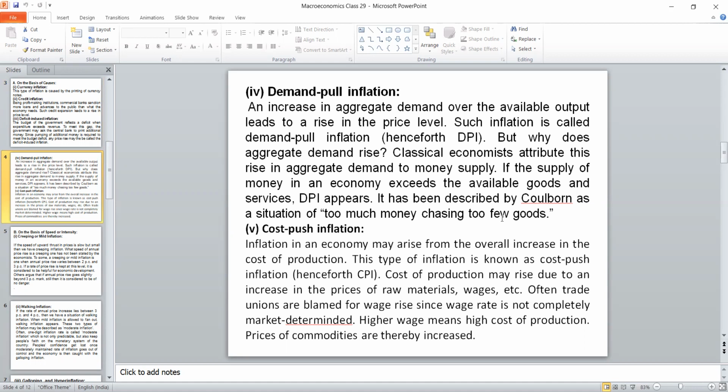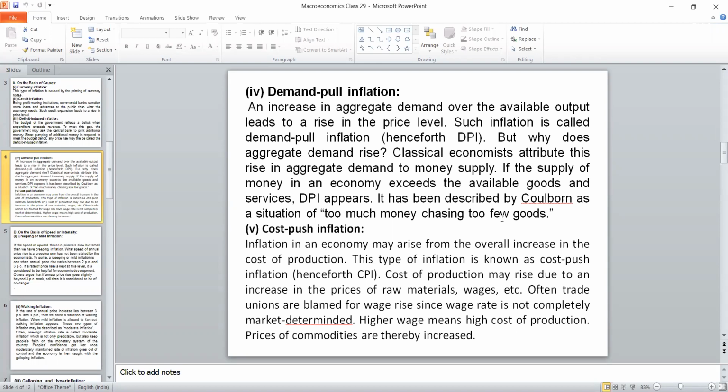unforeseen expenditure, all these things, the average cost will increase. Because of the cost of production, when the price is increased, this type of inflation we used to call cost push inflation. Normally, if you see the old books, only these two types will be there. Because of demand, there is an inflation, it is called demand pull inflation. Because of the cost, there is an inflation, it is called cost push inflation.